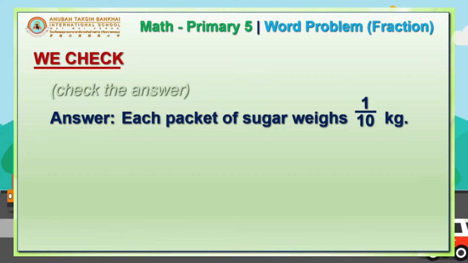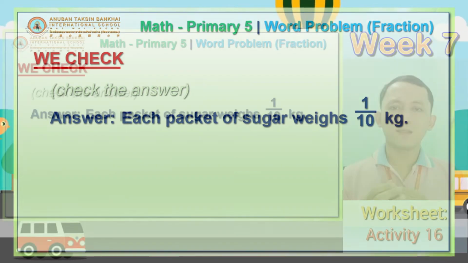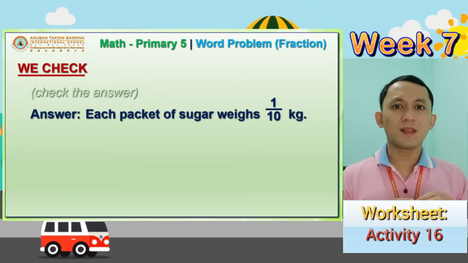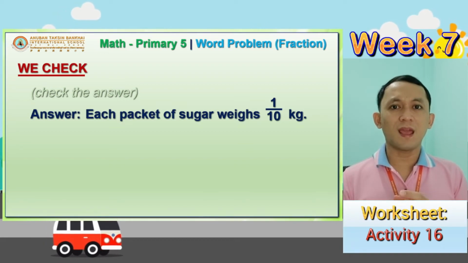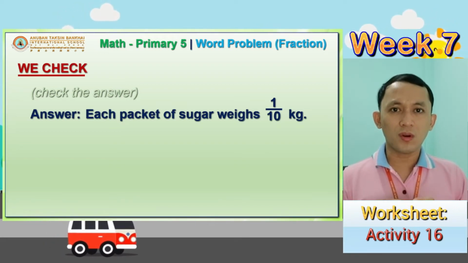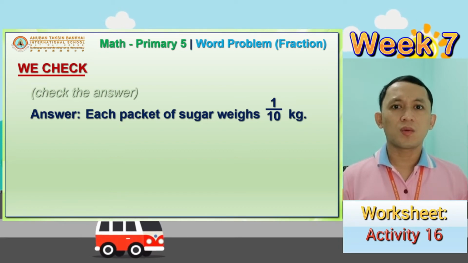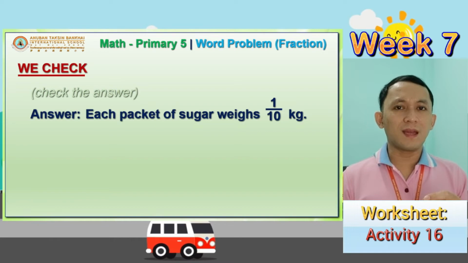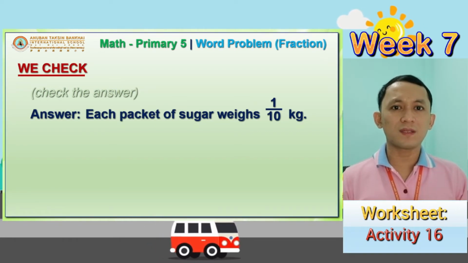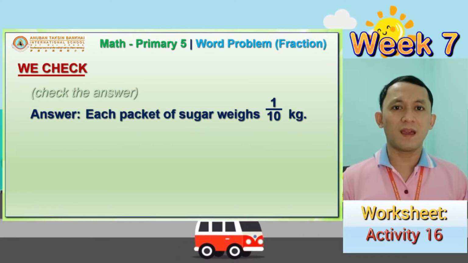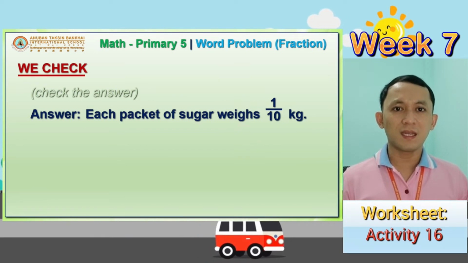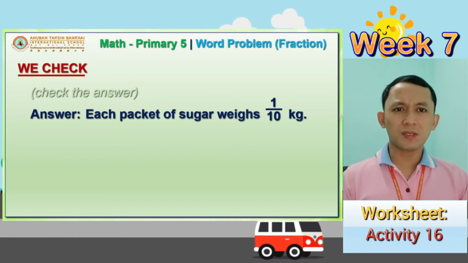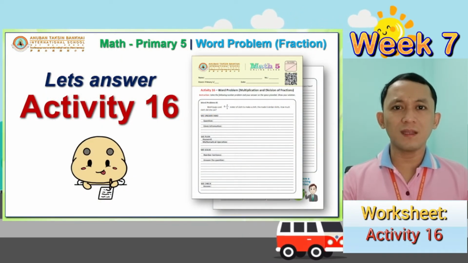So take note, you can rewrite a sentence or you can make your own sentence if you want, but make sure that the details and the information and the meaning of your answer is still correct. You can actually write each packet that Pitak has weighs 1 over 10 kilogram. You can have that as long as the meaning is still the same. Okay, so now let's proceed to our activity number 16.